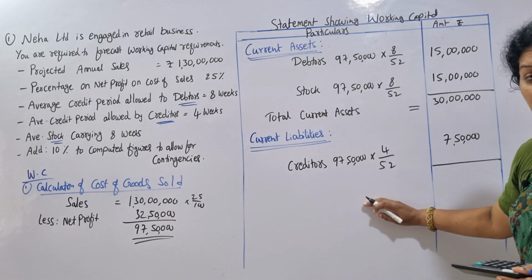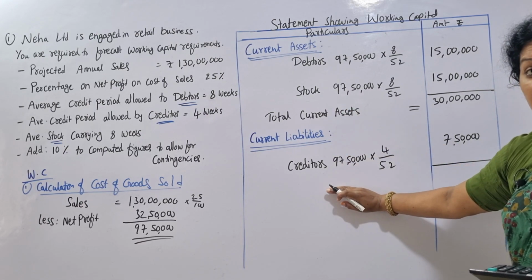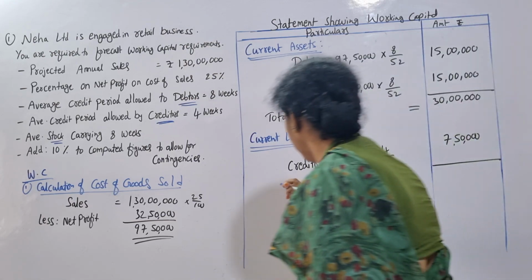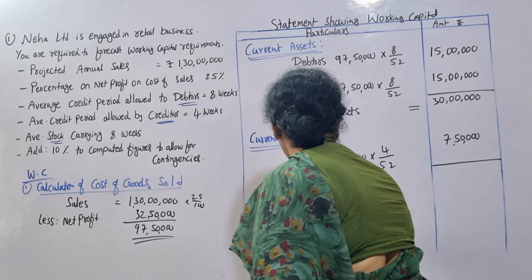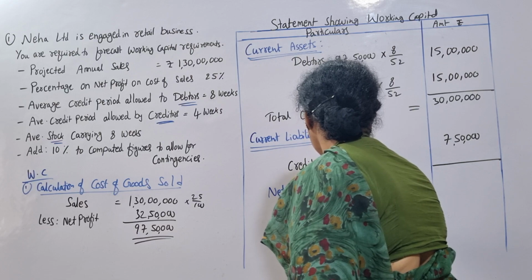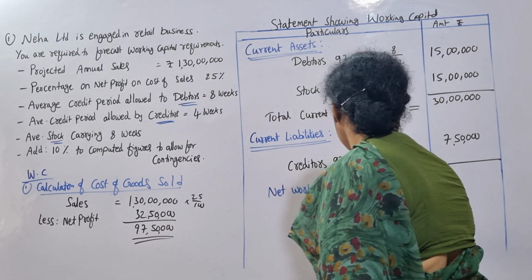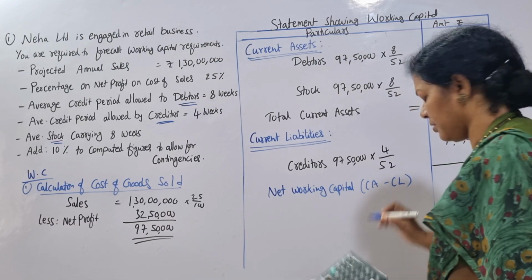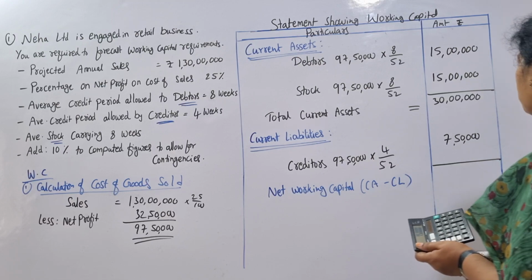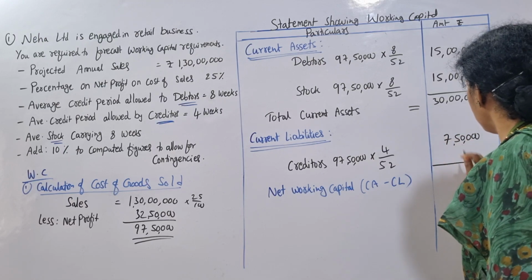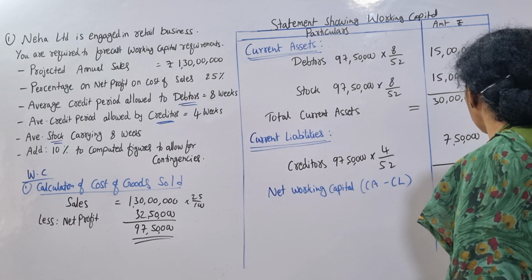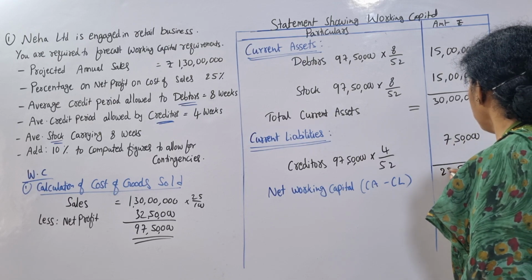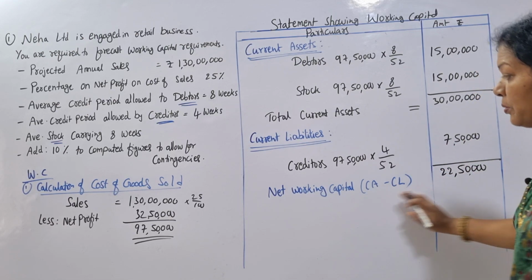So what you are going to get? Current assets minus current liabilities, net working capital. So I can write here net working capital, in brackets, current assets minus current liabilities. This comes to 22,50,000. Yes, 22,50,000. So this is net working capital.